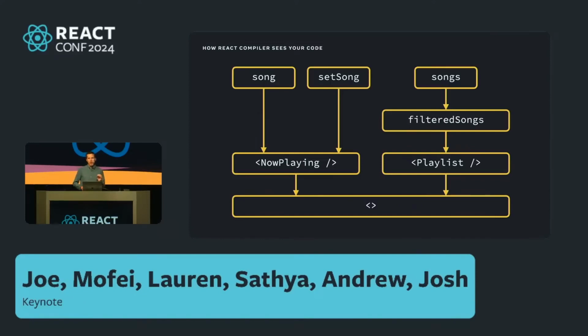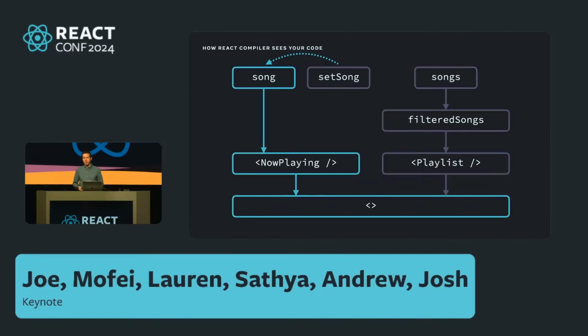So this gives an idea of how React Compiler sees your code. But as I mentioned, the compiler knows the rules of React. And it knows some extra things. For example, it knows that set state functions don't actually change. So the compiler doesn't have to consider whether that value could update. So we can remove that dependency edge. So now we know that if setSong gets called and the song changes, from this graph we can clearly see the only thing we have to update is now playing, not the playlist. So this explains the behavior that we just saw in that demo.